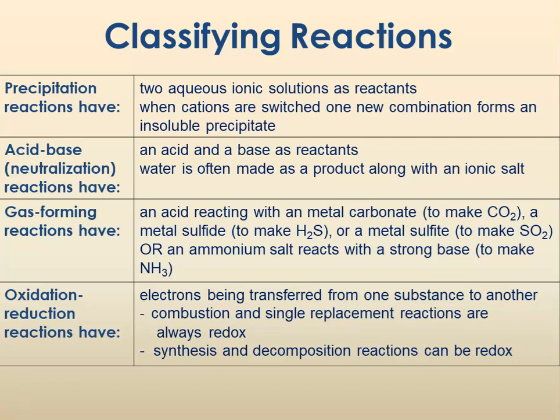With your gas-forming reactions, a specific subset of your acid-base reactions, you will have an acid that reacts with one of three types of salts, a carbonate, a sulfide, or a sulfite, and they'll end up making gases, CO2, H2S, or SO2. Or you will have a strong base react with a salt containing ammonium, and that one will produce ammonia gas.